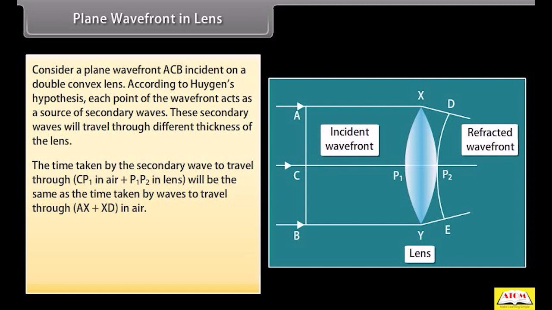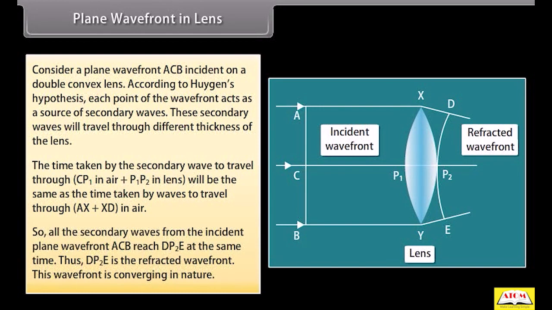the same as the time taken by waves to travel through AX plus XD in air. So, all the secondary waves from the incident plane wavefront ACB reach DP2E at the same time. Thus, DP2E is the refracted wavefront. This wavefront is converging in nature.